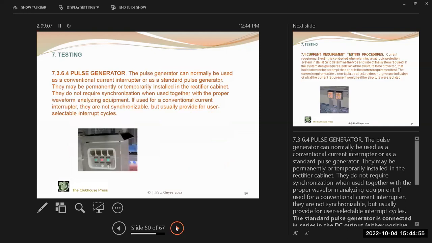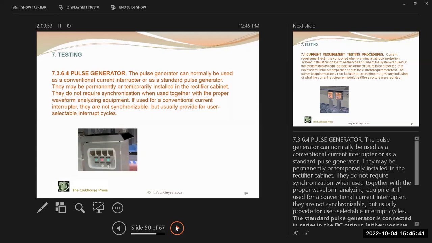With regard to pulse generators, the pulse generator can normally be used as a conventional current interrupter or as a standard pulse generator. They may be permanently or temporarily installed in the rectifier cabinet. They do not require synchronization when used together with the proper waveform analyzing equipment. If used for a conventional current interrupter, they are not synchronizable, but usually provide for user selectable interrupt cycles.